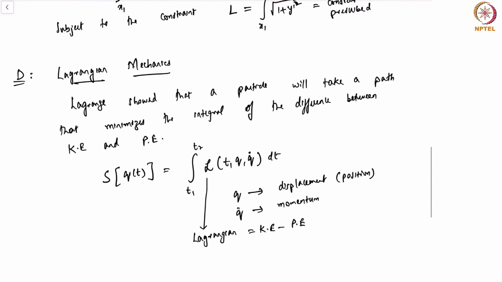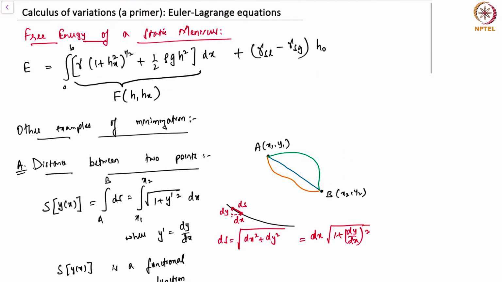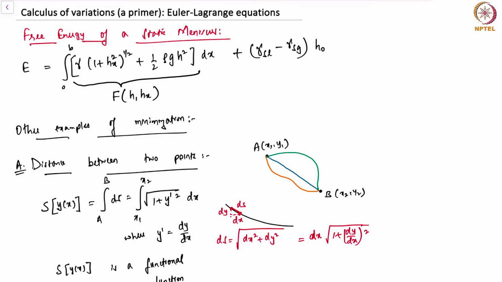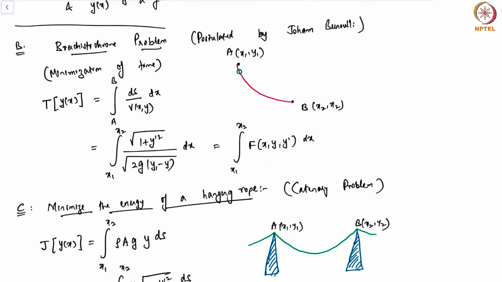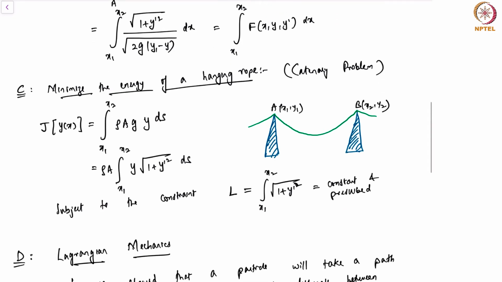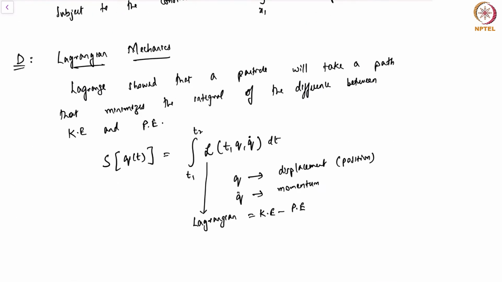Now, if you look at all these problems, including the original problem that we stated, so we have 5 examples. We have the free energy of a static meniscus. Then we looked at distance between 2 points, the Brachistochrone problem where we are trying to find the shape of a curve along which a bead travels such that it minimizes the time. We are trying to find out the shape of a hanging rope of a known length such that it minimizes the potential energy. And finally, we are also trying to find out what is the path that a particle takes such that it minimizes the total integral of this quantity called the Lagrangian.